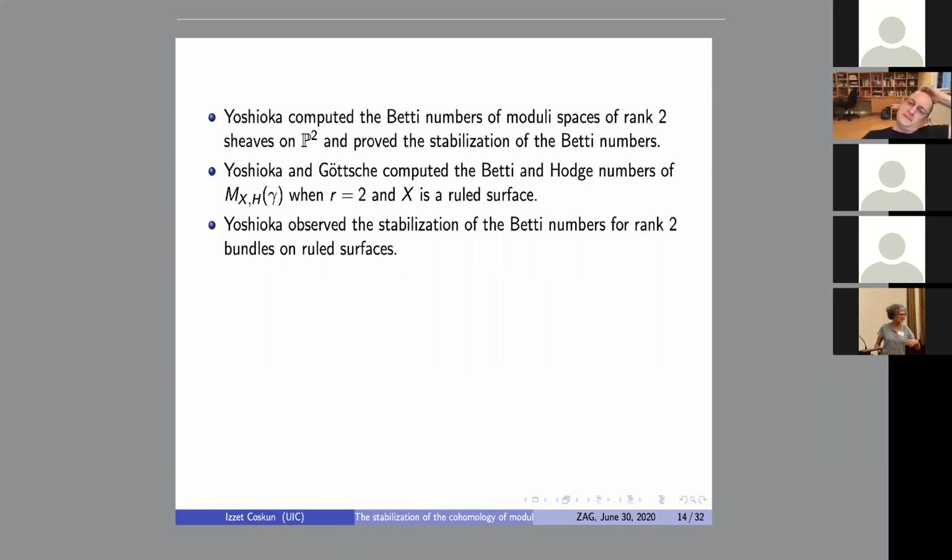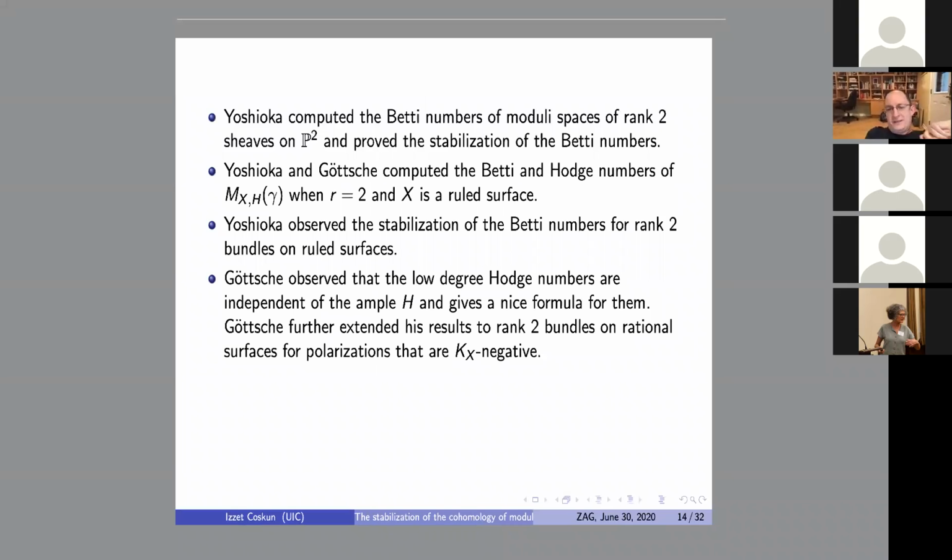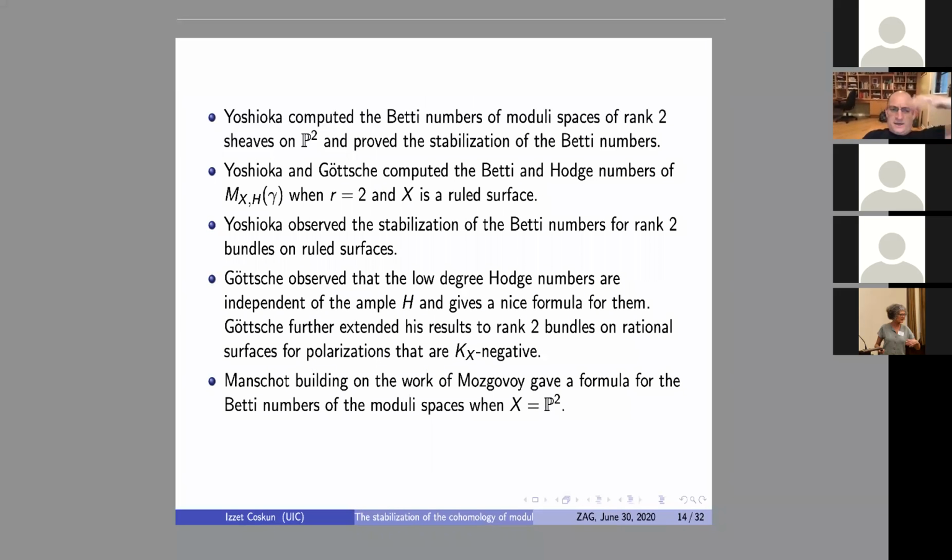Yoshioka observed the stabilization for rank 2 bundles on ruled surfaces, and Göttsche observed that low degree Hodge numbers are independent of the ample class and gave nice formulas for them. And I guess Manschot, building on the work of Mozgovoy, gave a formula for the Betti numbers of the moduli spaces when X is P2. Though it's a little bit hard to see from the actual formulas that the numbers stabilize in some cases, since some of these formulas are not so easy to manipulate. I think that's maybe my brief history of this.